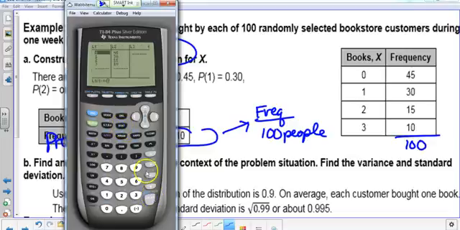Stat, enter, and put these into list 1 and list 2. Make sure you have a list 1 and list 2. Put 0, 1, 2, 3, and 45, 30, 15, 10. Everybody remember how to get there? Stat, enter, list 1, list 2.